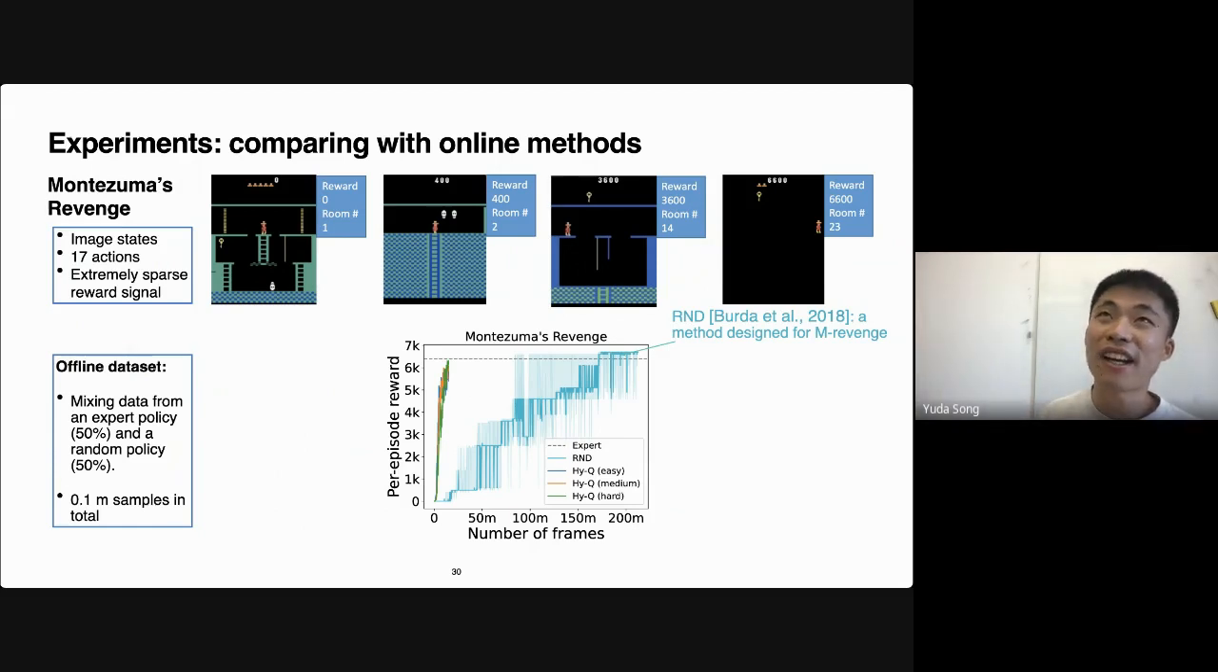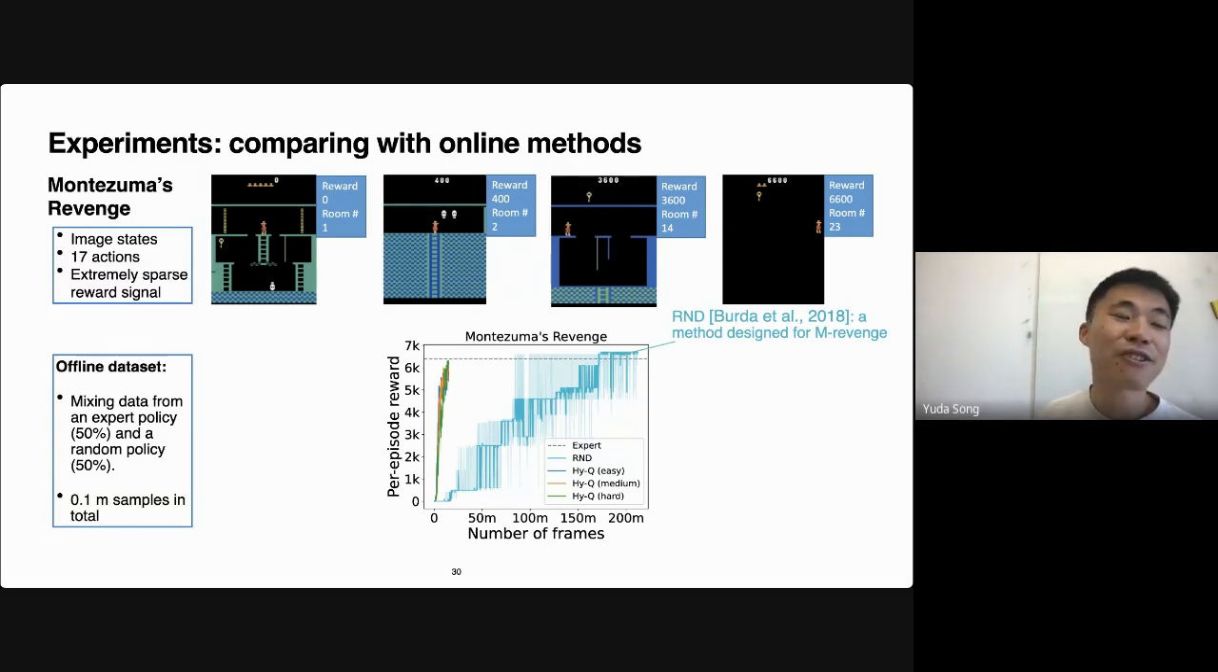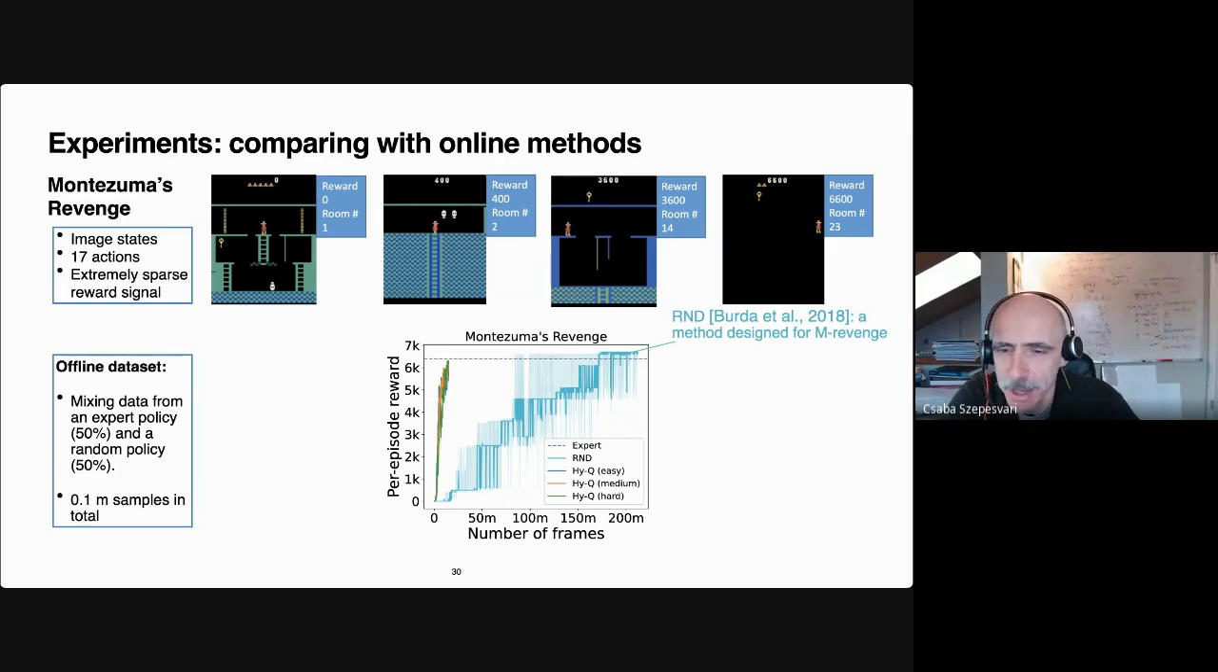I haven't tried even more random. 50% is the hard case, and 100% expert is the easy case. Yes. But I haven't tried, say, 99% random policy and 1% expert policy. I would expect that's crazily bad.